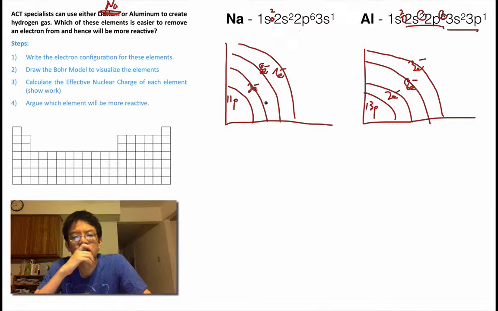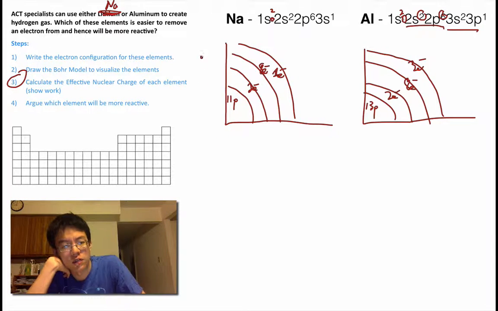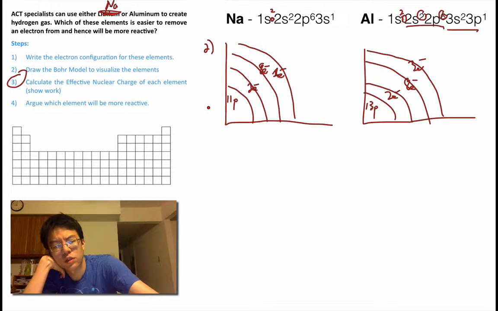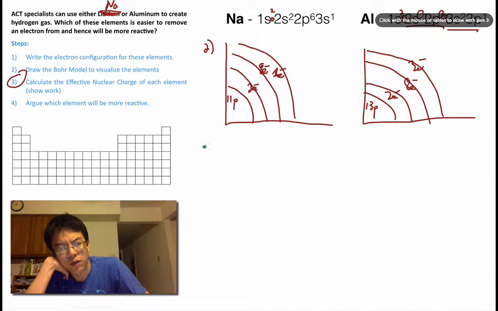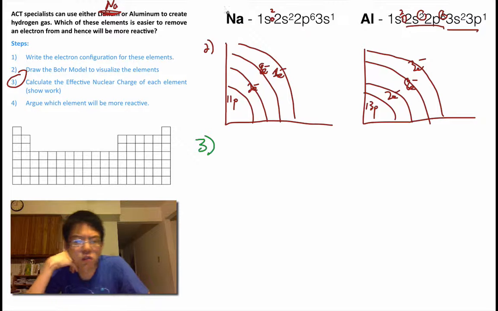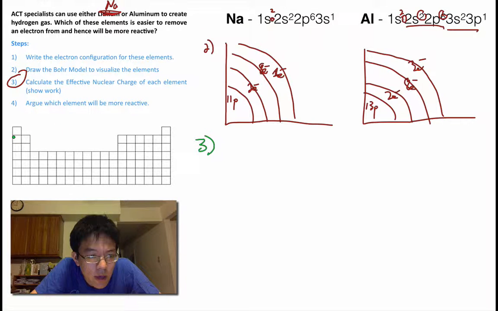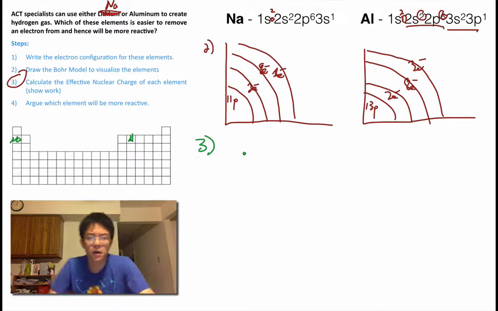Okay. So looking at these, I can't really tell from the size right now. But I could make an argument once I know the effective nuclear charge. So if this is step 2, let's take a look at step 3. I want to calculate the effective nuclear charge. Let me just locate these on the periodic table, by the way. Na is right here, and Al is right here. So they're in the same row, but not in the same column.